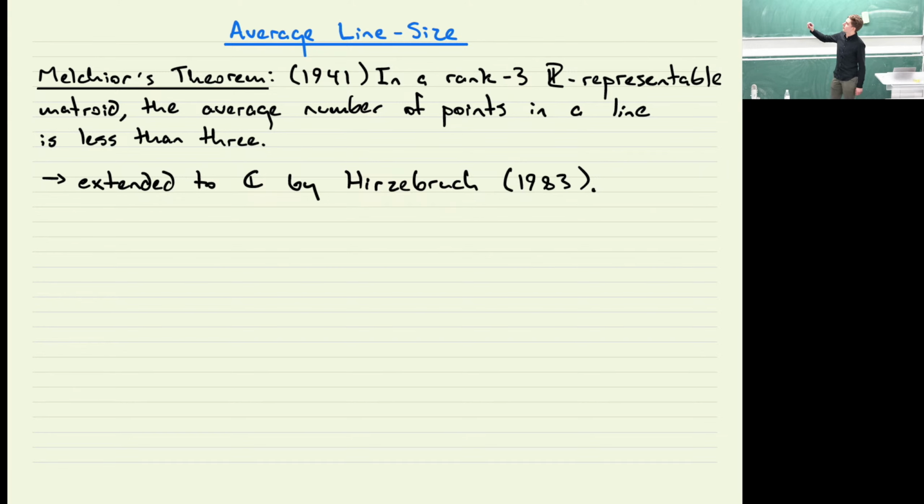I don't know if 4 is best possible, but the bound for complex does need to be strictly greater than 3, so it's somewhere between 3 and 4. It would be interesting to know what the best bound is, but still, this Hirzebruch theorem is very impressive.